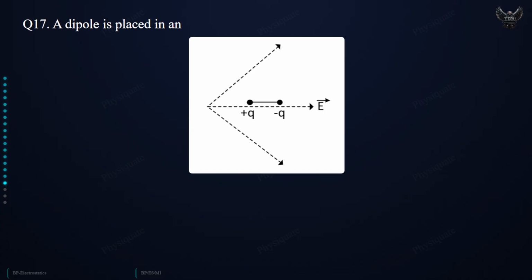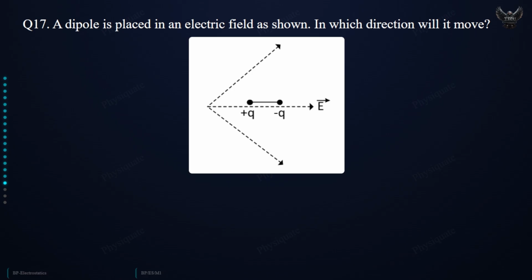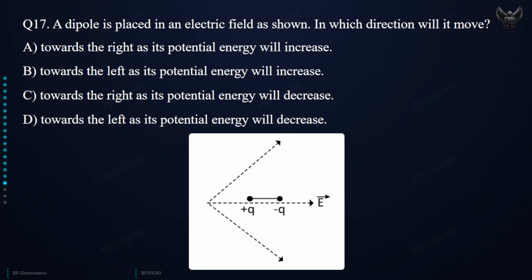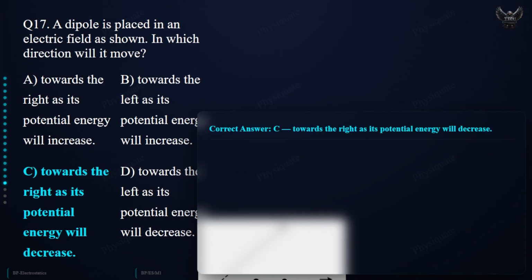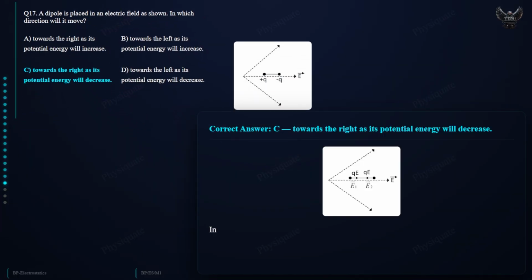Question 17. A dipole is placed in an electric field as shown. In which direction will it move? Correct answer is option. In the given arrangement, the electric field is non-uniform. The magnitude of the electric field near the plus Q charge is greater than that near the minus Q charge.